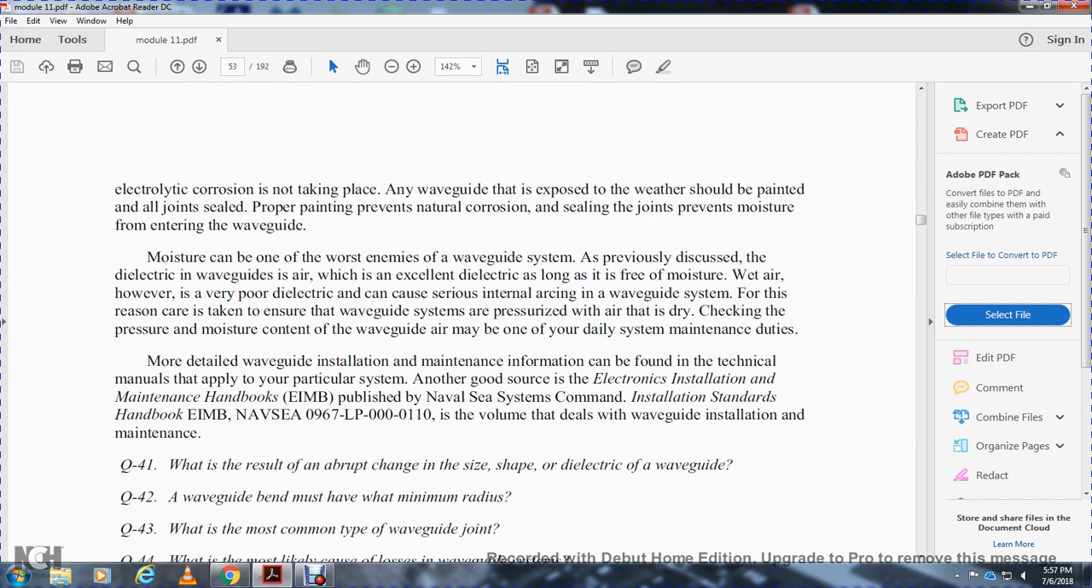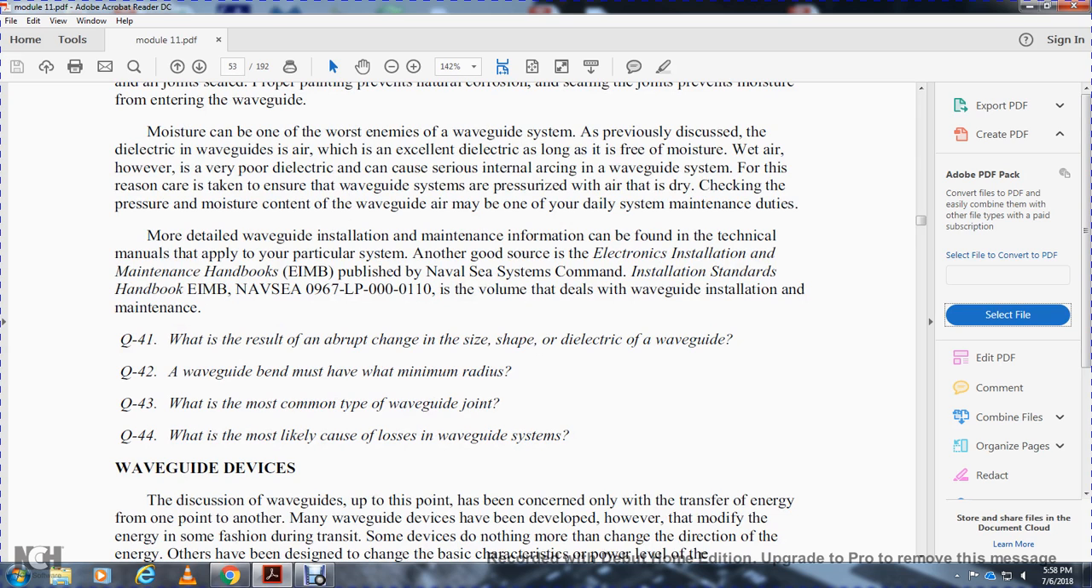Moisture could be one of the worst problems with a waveguide system. As previously discovered, the electrical fields in the waveguide in air extend through the dielectric along with the free moisture of wet air. Moisture is a very poor dielectric and can cause serious internal arcing in the waveguide system. For this reason, care is taken to ensure the waveguide systems are pressurized and the air is dry. Checking the pressure and moisture content of the waveguide air is one of your daily system maintenance duties. More detailed waveguide installation maintenance information can be found in the technical manuals applying to a particular system.